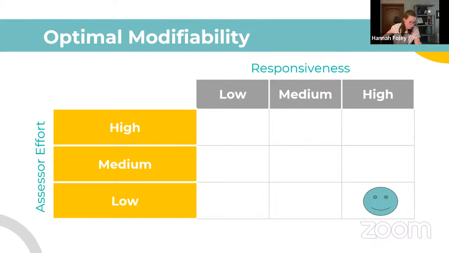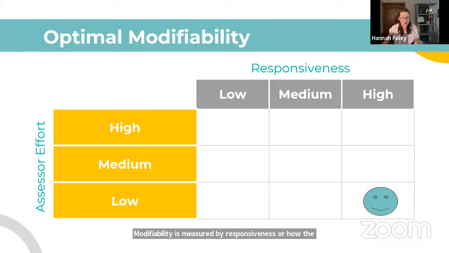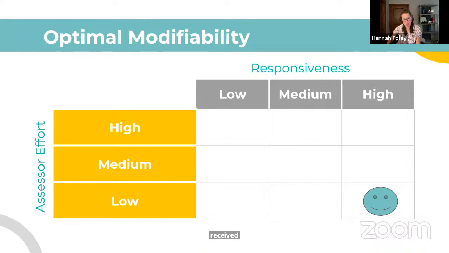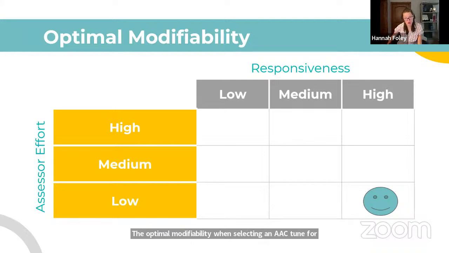Modifiability is measured by responsiveness, or how the communicator responded to the aided language input, or modeling, and/or other appropriate implementation strategies used during the teach phase, as well as responsiveness, or how much or how well the communicator's skills responded to or improved after they received that support during the teach phase. The optimal modifiability when selecting an AAC tool for a communicator upon the completion of a dynamic assessment is low assessor effort and high responsiveness.